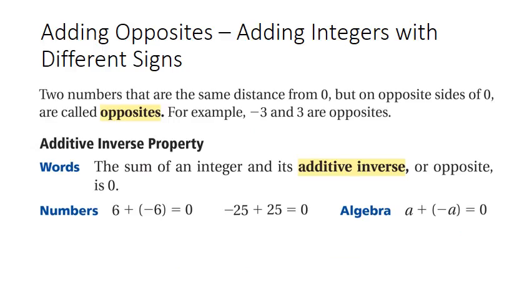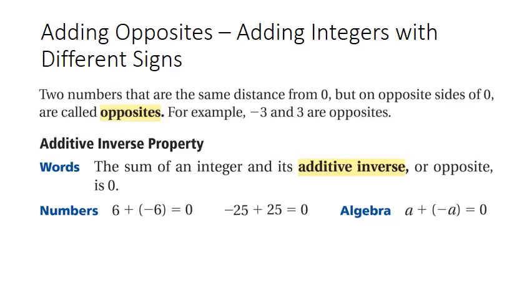Now this takes us into an interesting case, okay, when we are adding opposites together. Now we need to know that this happens only when we're adding integers with different signs, because that's what opposites are. So two numbers that are the same distance from 0 on a number line, but on opposite sides of 0 are called opposites. For example, negative 3 and 3 are opposites because they're both 3 away from 0, but they're in the opposite direction from 0.